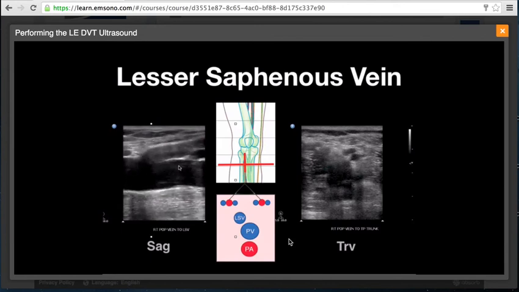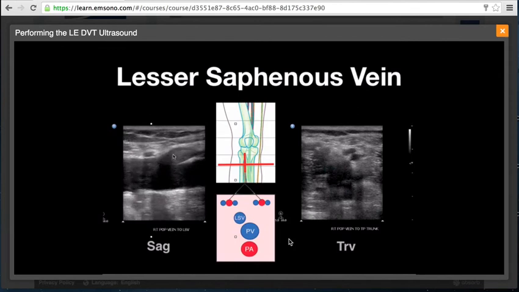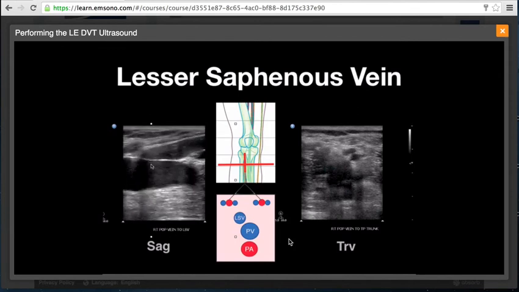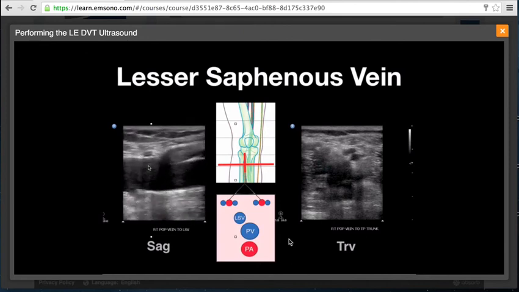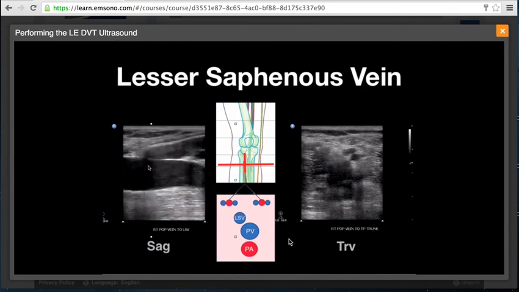So just like with the greater saphenous vein, you want to be looking at the lesser saphenous vein to see if there's any clot burden right at this insertion site, since somebody who has a clot burden in the proximal lesser saphenous vein should be treated as having a DVT.